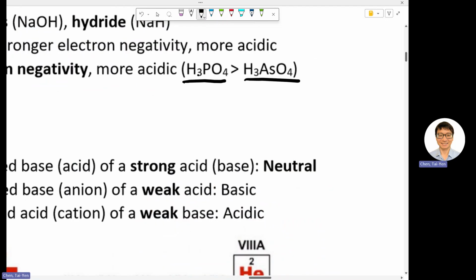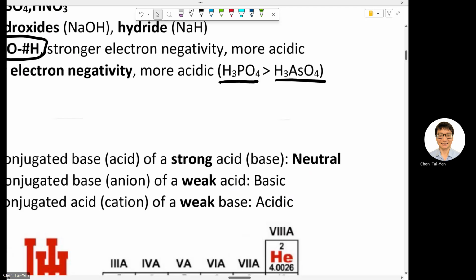This is actually a case where your number of oxygen minus your number of hydrogen are the same, right? So in this case, they all equal 1. 4 minus 3 equals 1 for both cases. Then which one is actually stronger? This is a time that you need to start to think about the electronegativity.